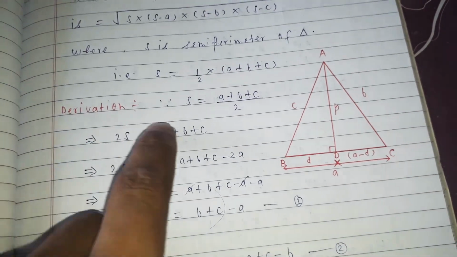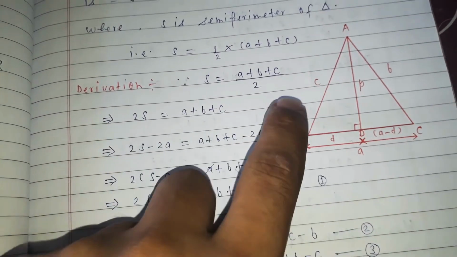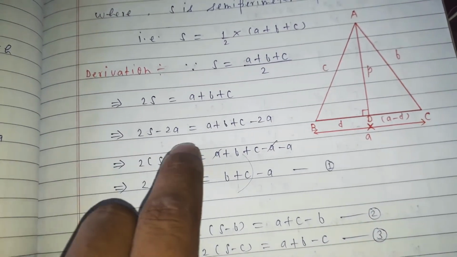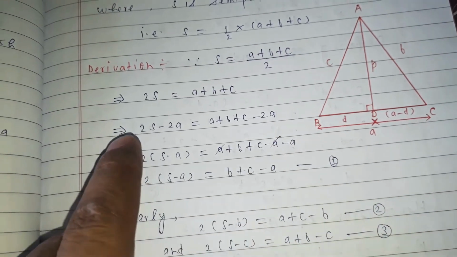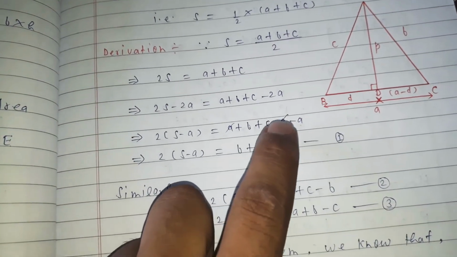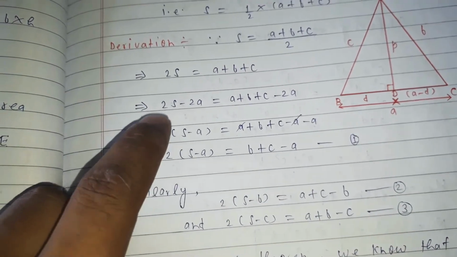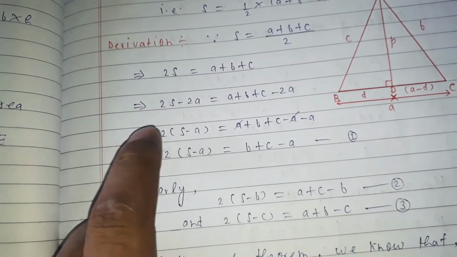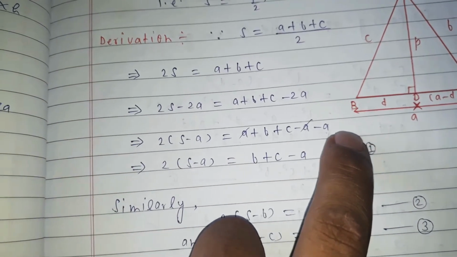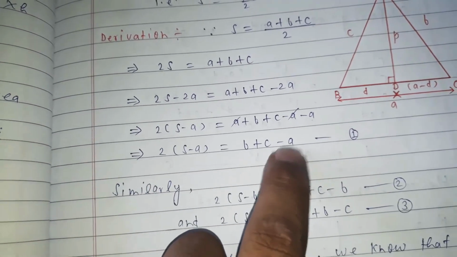Since s equals (a plus b plus c) by 2, this implies that 2s equals a plus b plus c. Now we subtract 2a from both sides, we get 2s minus 2a equal to a plus b plus c minus 2a. In the next step we split minus 2a in the form of minus a minus a. We take 2 common from here. So we get 2 into (s minus a) equal to a plus b plus c minus a minus a. Here plus a minus a cancel out. Here remains 2 into (s minus a) equal to b plus c minus a.